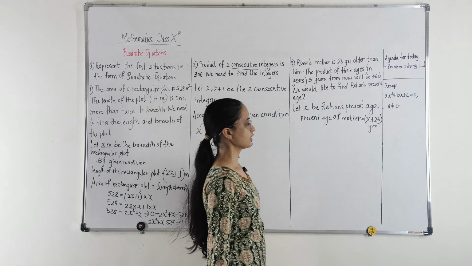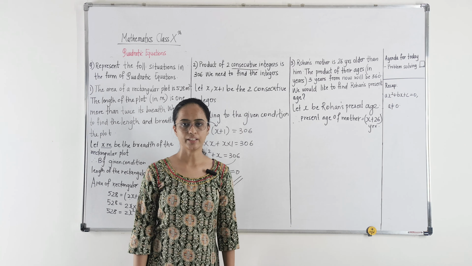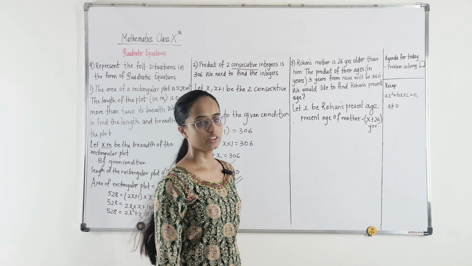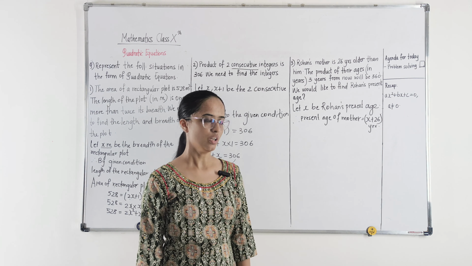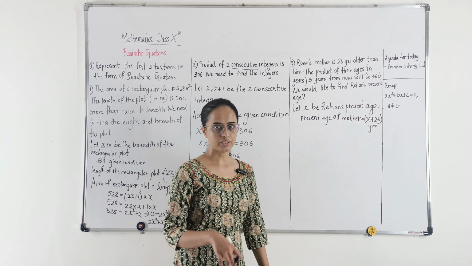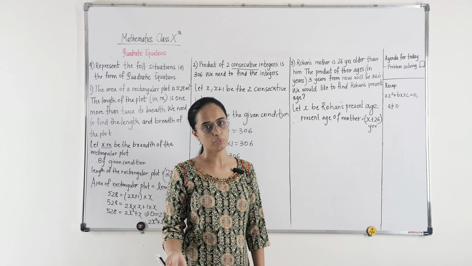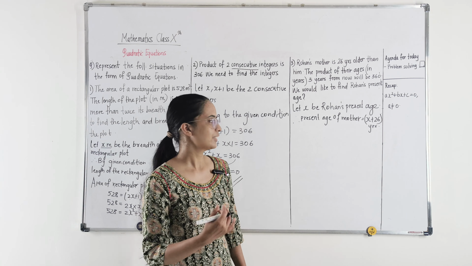And why is this so? This is according to the given condition. They have said that Rohan's mother is 26 years older than Rohan. So since we have taken the present age of Rohan to be x, therefore the present age of his mom would be 26 years more, which is x plus 26 years.